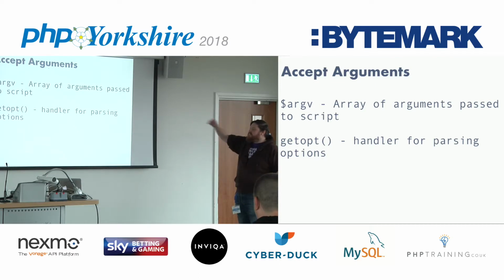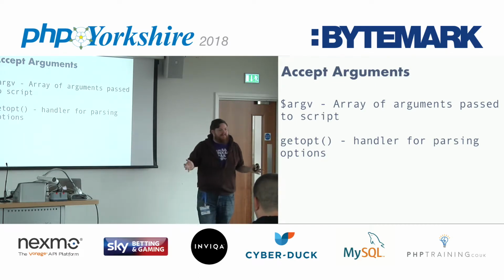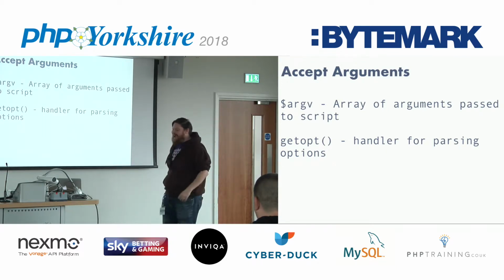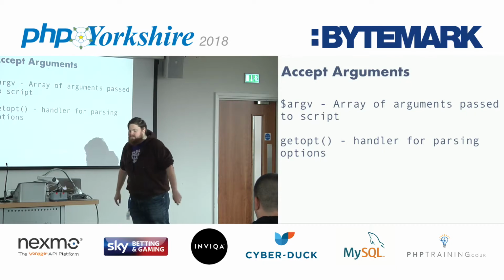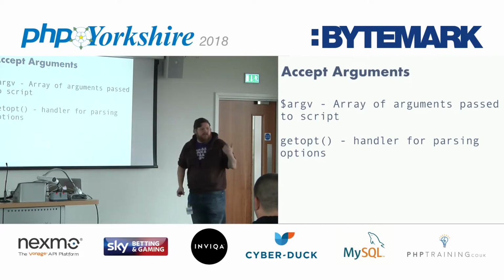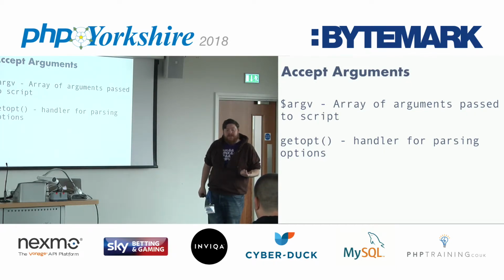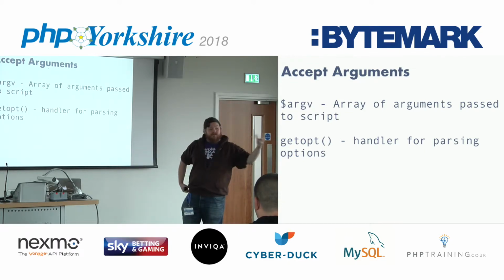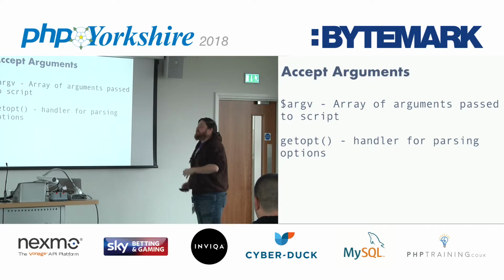So argv just gives you an array. It doesn't assume any information about that. So getopt is a handler for passing options. It allows you to specify ones that are required, ones that are optional. And generally, and these are the things I actually care about, only return those to me.